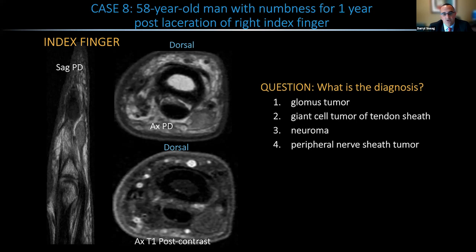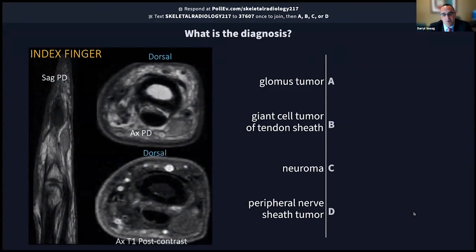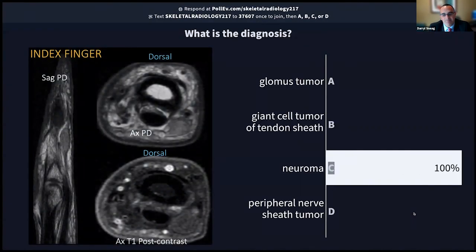Do we have a glomus tumor? Do we have a giant cell tumor of the tendon sheath? Do we have a neuroma? Or do we have a peripheral nerve sheath tumor? Let's go to the poll. Okay, so the vast majority of you got this correct, that this is a neuroma.